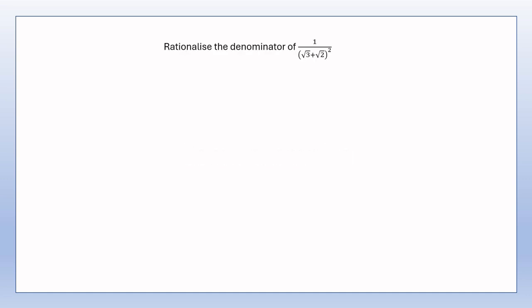Rationalise the denominator of 1 over root 3 plus root 2 all squared. So one way to rationalise the denominator here is to expand out the denominator to get 1 over 5 plus 2 root 6, and then rationalise the denominator 5 plus 2 root 6 by multiplying numerator and denominator by 5 minus 2 root 6 to give 5 minus 2 root 6 over 25 minus 24, and finally 5 minus 2 root 6. But I prefer the following approach.